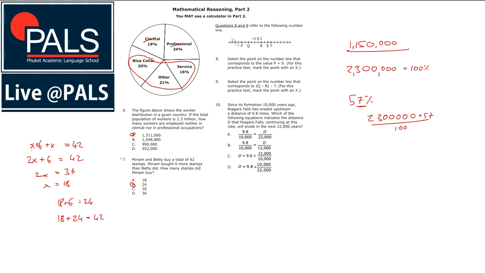Refer to the following number line. Here is 0, minus 1, minus 1, and 1. Select the point on the number line that corresponds to the value p plus s. P is 1, 2, 3, 4, 5. So p is minus 5 plus s is 1, 2, 3. And that is equal to minus 2. So that would be here.